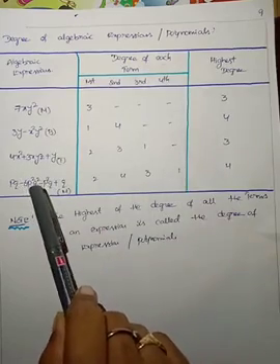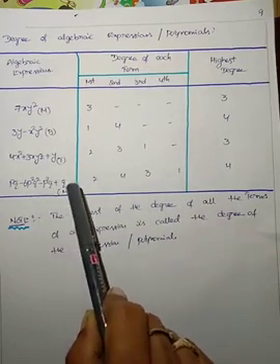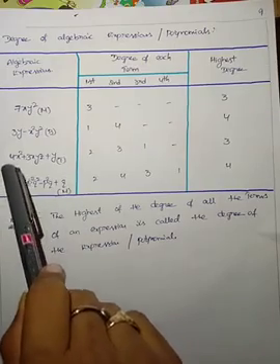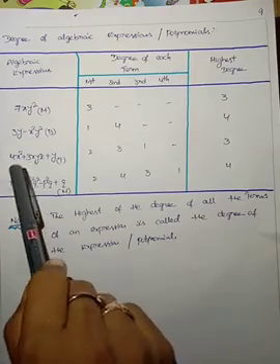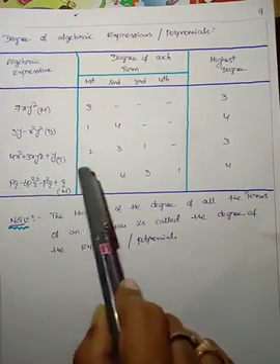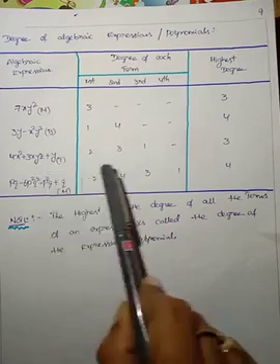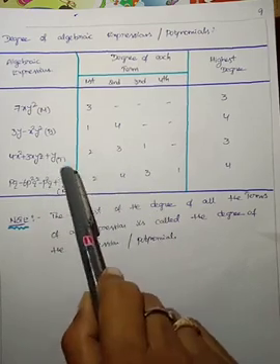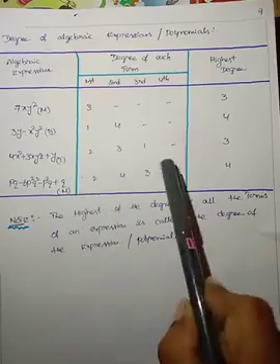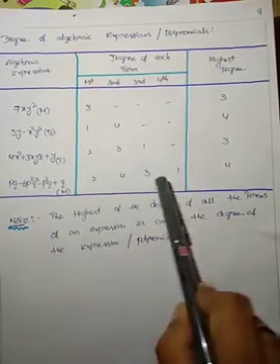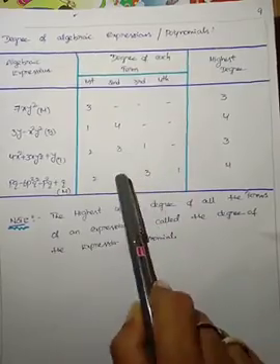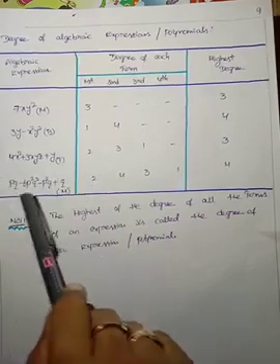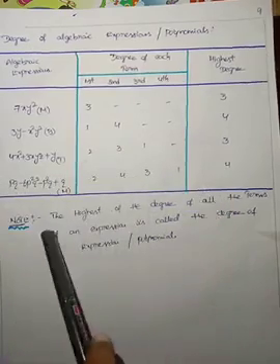4pq minus 6p square q square minus p square q plus q. It has 4 terms. In the first term pq, the exponent of p is 1 and the exponent of q is 1, so the first term's degree is 2. The second term's degree is 2 plus 2, which is 4. The third term's degree is 2 plus 1, which is 3. The fourth term, q, has q power 1, so its degree is 1. What is the highest degree? Among these 4 terms, 4 is the highest degree. So the degree of this multinomial is 4.